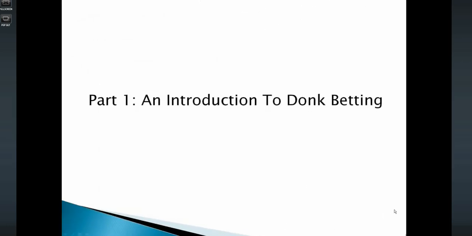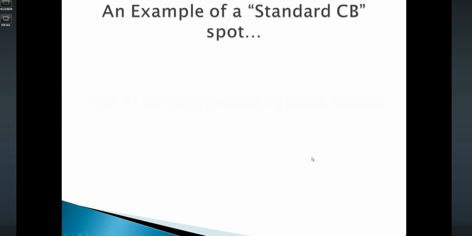Part 1, an introduction to donk betting. An example of a standard continuation bet spot.